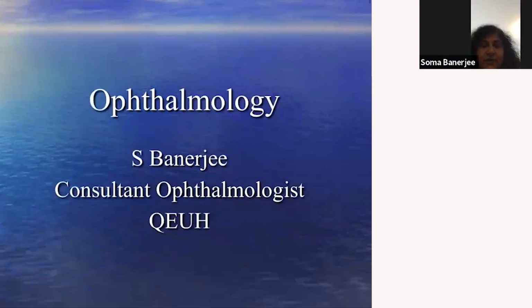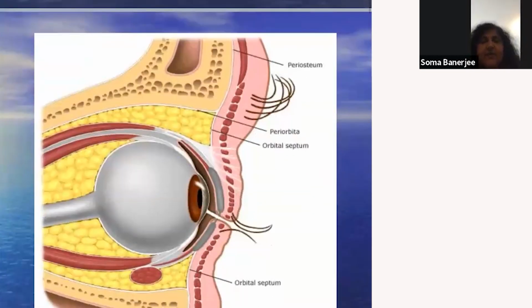So if you look at the first slide I have here, the eye is part of the orbit. And you need to remember that there are a lot of structures around the eye. We'll go into the structures of the eye in the next slide. There are the extraocular muscles, of which there are 6: the superior rectus, inferior rectus, lateral rectus, medial rectus, superior oblique, and inferior oblique.